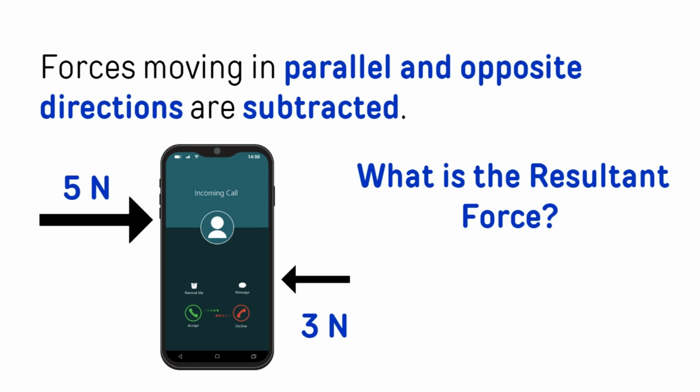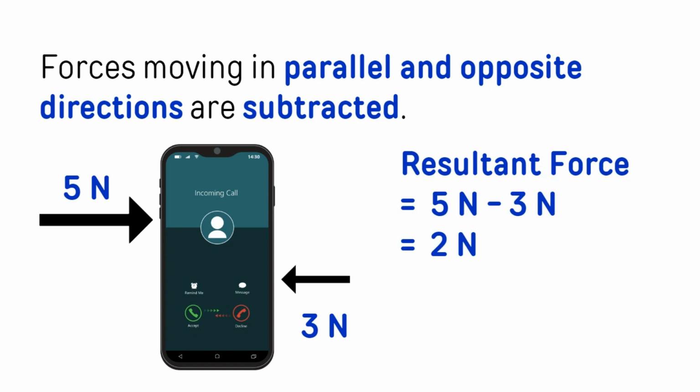Forces moving in parallel and opposite directions are subtracted. If a force of 5 newtons is moving to the right and a force of 3 newtons is moving to the left, then what is the resultant force? Correct. The resultant force will be 2.